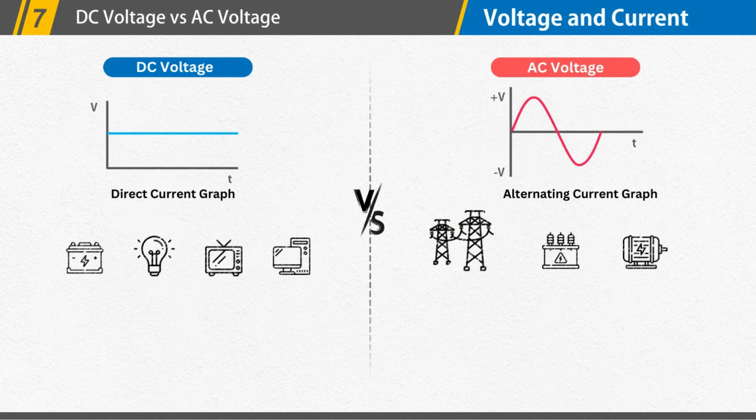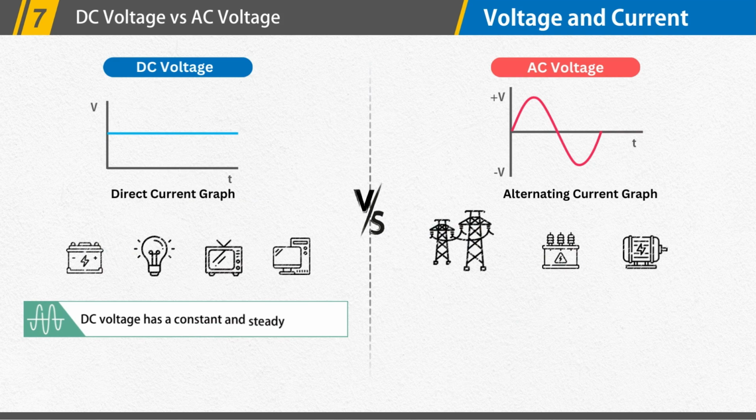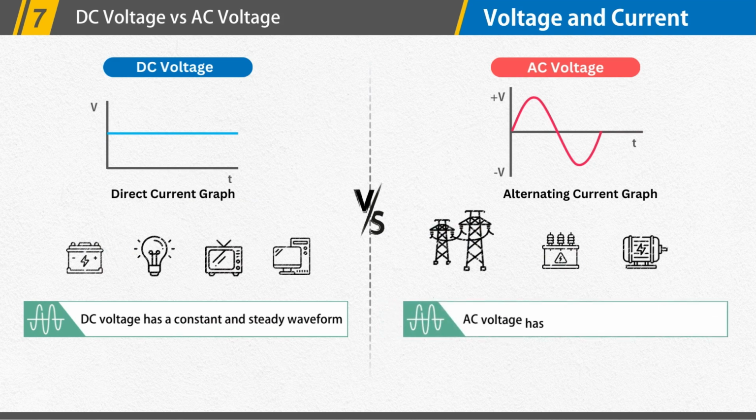The main difference between DC and AC voltage is their waveform. DC voltage has a constant and steady waveform, while AC voltage has a sinusoidal waveform that oscillates between positive and negative values. Another important difference between DC and AC voltage is their behavior when transmitted over long distances.